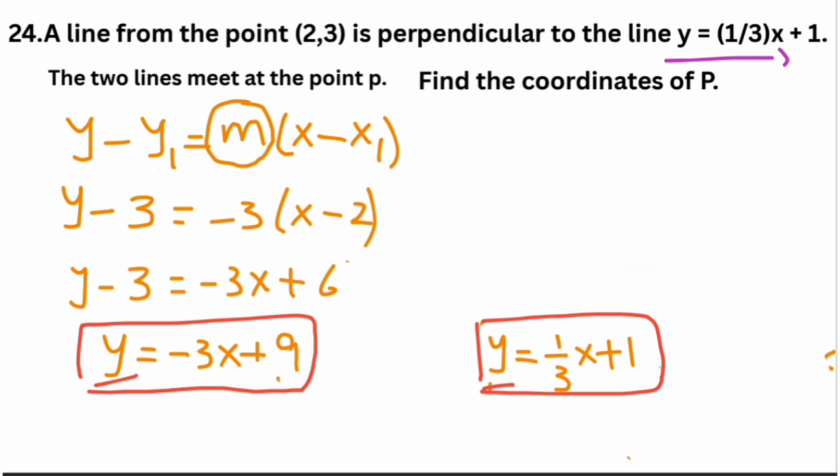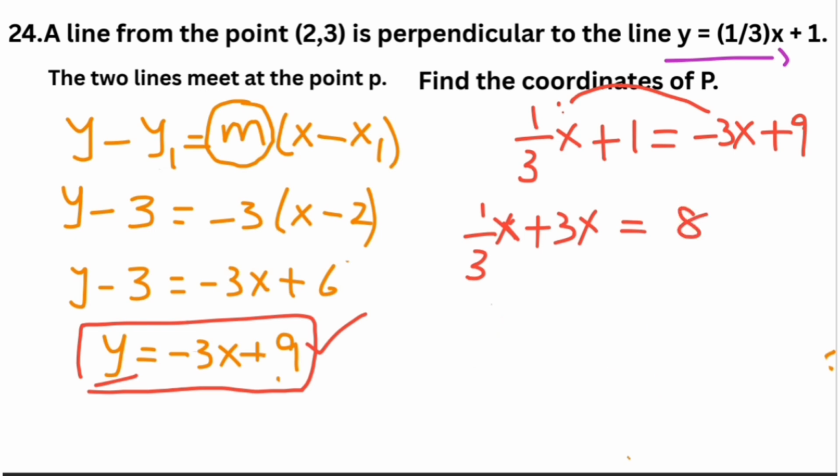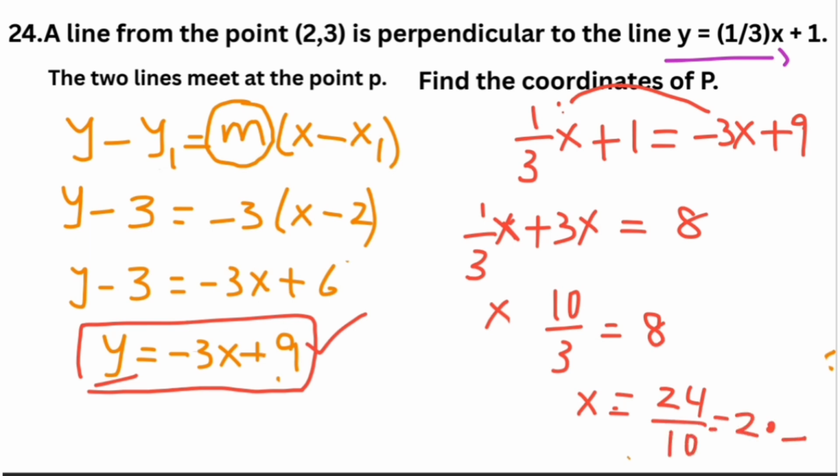What is the first one? Which is 1/3 x plus 1. What is the second line? Minus 3x plus 9. If we send this minus 3x to the left hand side, it is going to be plus 3x, and 9 minus 1 gives 8. If we take x as common, we are going to get 1/3 plus 3, which gives 10 over 3. That is equal to 8. x equals 24 divided by 10, which gives 2.4.